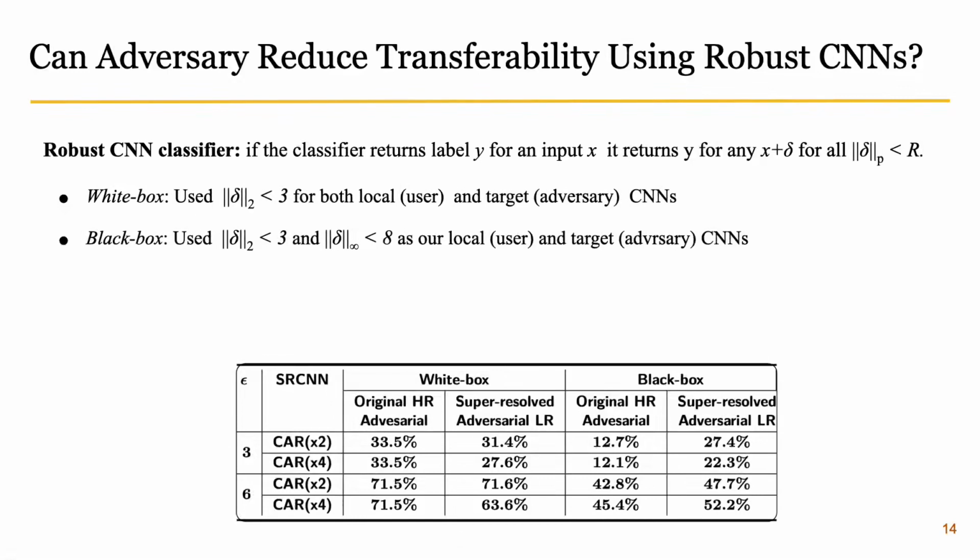For example, for car X2 in the white box scenario, we got 33% transferability for original adversarial images and 27% transferability for super resolved images. Note that for the white box setting, both adversary and user use the same robust CNN, which is a robust CNN with the L2 norm of epsilon equal to 3. We observed similar results for black box settings in which the adversary uses robust CNNs with the L infinity norm of 8. We can conclude that if users utilize robust CNNs, then they can learn survivable adversarial images against an adversary with robust CNNs.